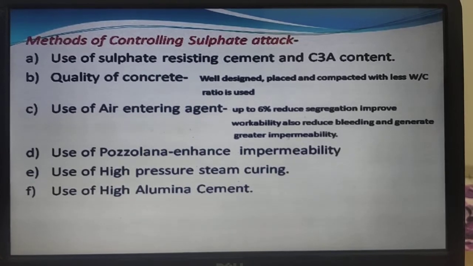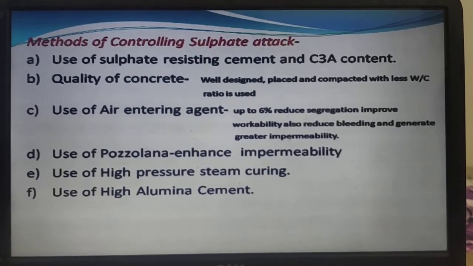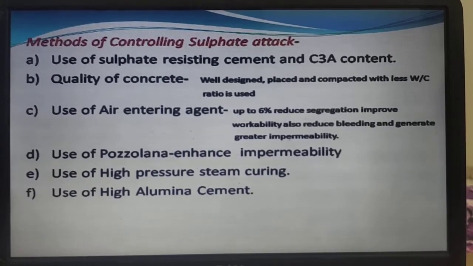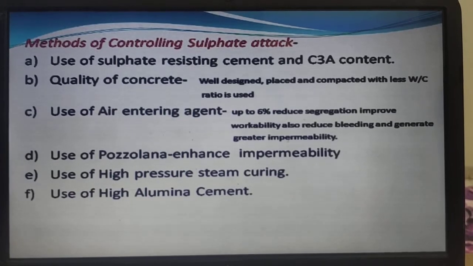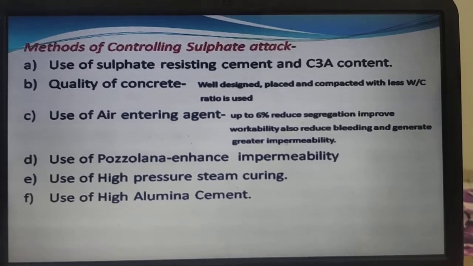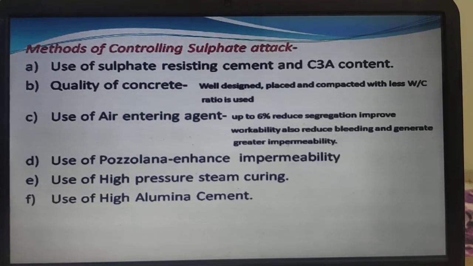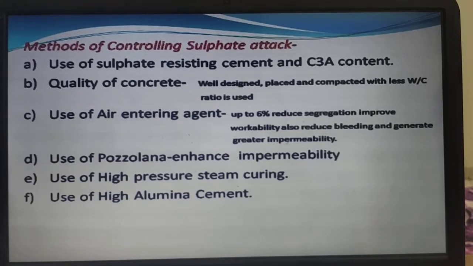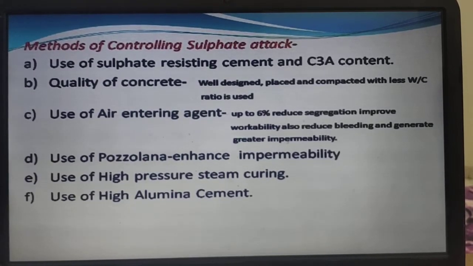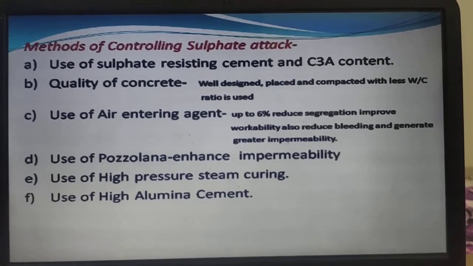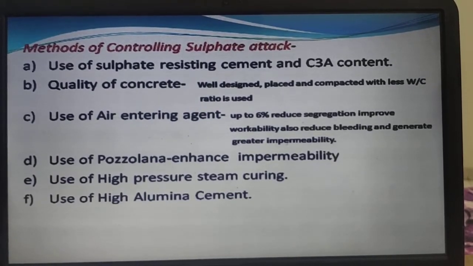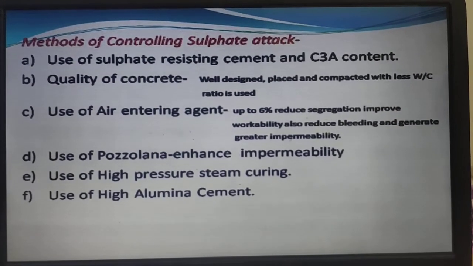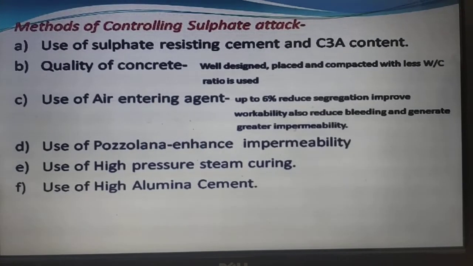There are some methods of controlling sulphate attack. What are those methods? Use of sulphate resisting cement with low C3A content, that is, calcium aluminate content. The quality of concrete must be improved. How to improve that? We must have well designed, well placed, well compacted concrete with a low water cement ratio. As the water cement ratio is less, compressive strength increases, and durability also increases because the concrete becomes inert or impermeable.